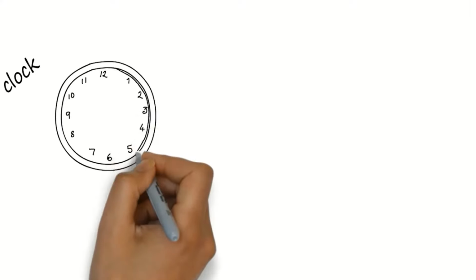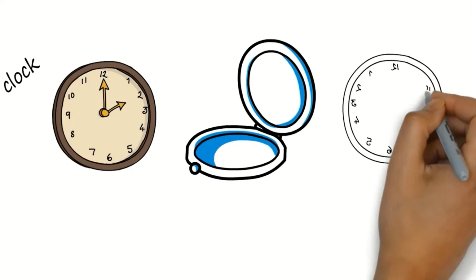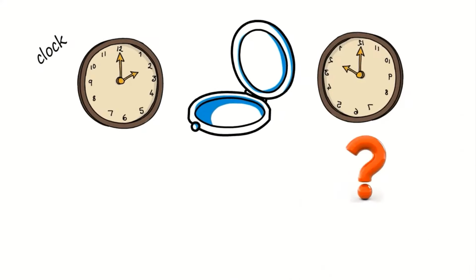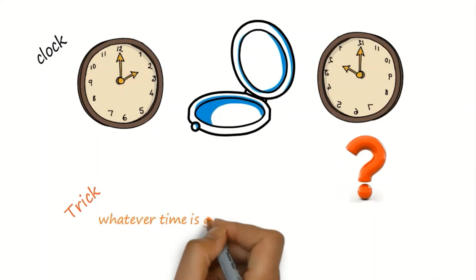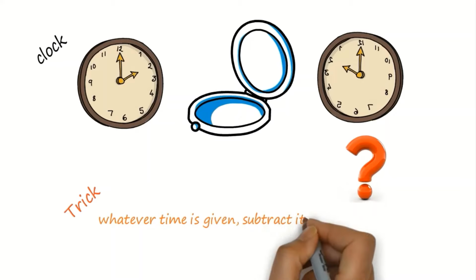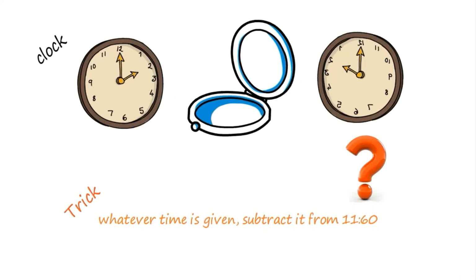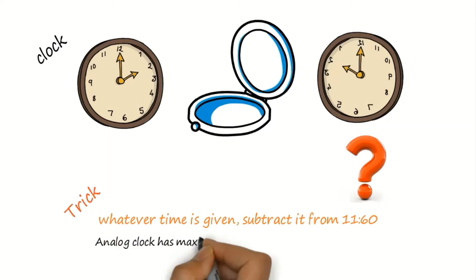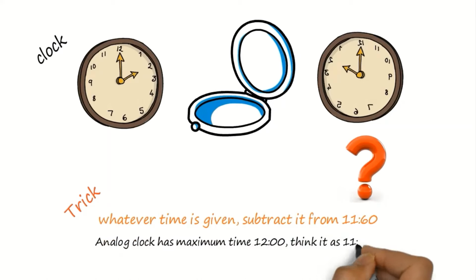Another problem on clock could be based on mirror image. How to find the solution? The trick will be whenever the time given in problem is a real time or mirror image time, we have to subtract the time from 11:60. The reason is a clock displays only 12 hours and 11:60 means 11 hours plus 1 hour, which is the same.